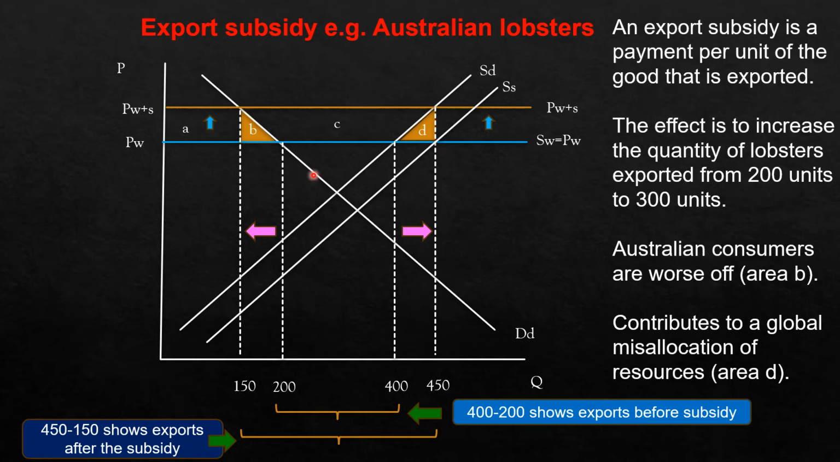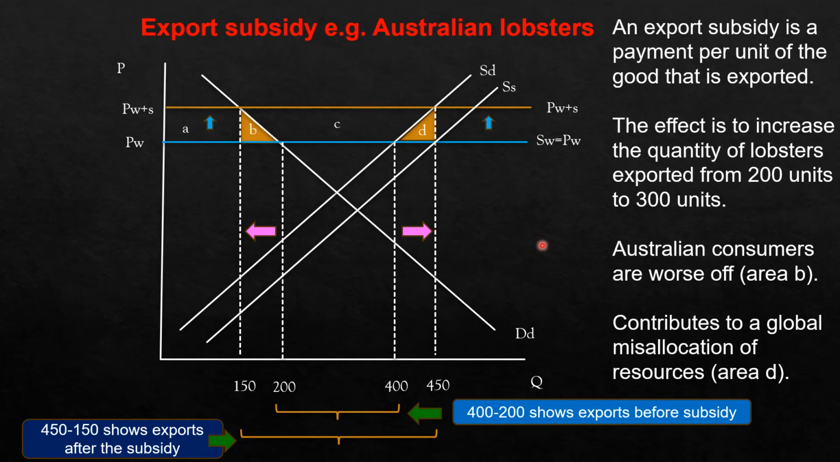Therefore, when the Australian consumers are now paying this higher price, which incorporates the subsidy, we know by the law of demand, they will demand less. So domestic demand falls to 150 units. But the subsidy has the impact of causing producers to produce more. And therefore, the supply increases to 450 units. Now the amount exported after the export subsidy increases from 200 units to 300 units.